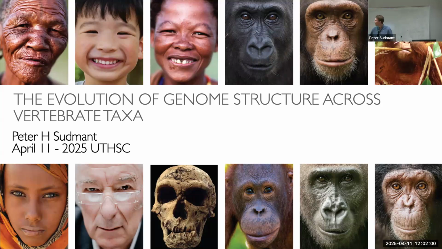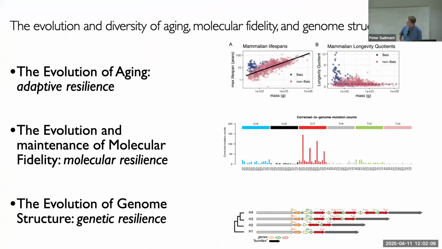It was really cool. All right, so I'm going to talk today not really about aging. I'm going to talk about genome structure. But I'll tell you briefly about some of the things we do in our lab. We study several different things. We study the evolution of aging. We study how throughout aging, different molecular processes become perturbed and how the fidelity of those processes is maintained or lack thereof. And we study the evolution of genome structure.